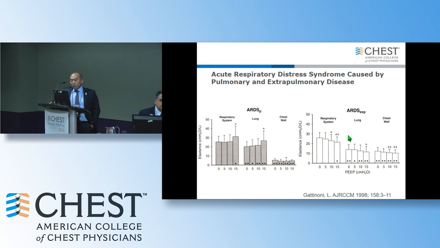So we know that patients with ARDS have an increased elastance of the respiratory system. When they used esophageal manometry to determine how much of the elastance was due to the lung and how much was due to the increased elastance of the chest wall, in patients whose ARDS originated from the lung, from pneumonia for example, most of the elastance was because of increased elastance of the lung, not so much from the chest wall. But the patients who had extrapulmonary ARDS had an increased elastance of the chest wall.